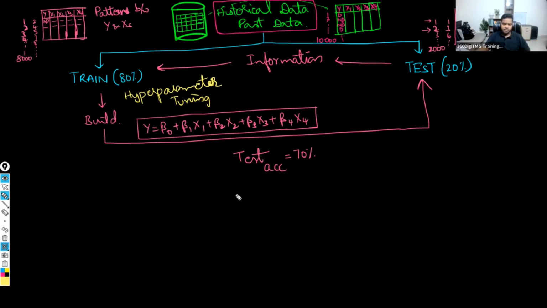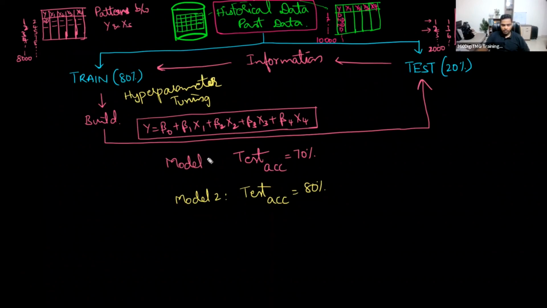And then you rebuild your model, and when you test it on the test data, assume that you got an accuracy of 80%. Okay, this is say model 2. And when we built model 1, say we got an accuracy of 70%.